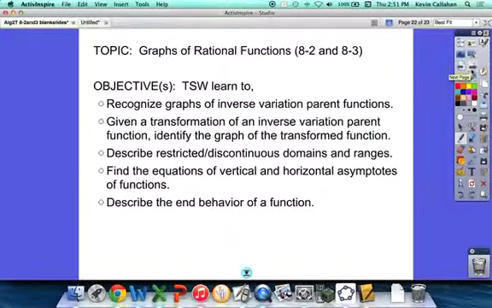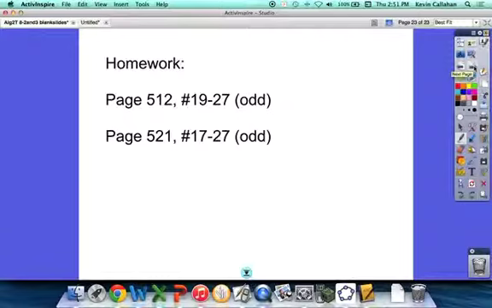So that's what we did. We learned about inverse variation, which was a particular function, and actually transformed it, putting minus signs in and all that good stuff. We covered discontinuous domains of the rest of the rational functions, horizontal and vertical asymptotes. Describe the end behavior. That's the homework.